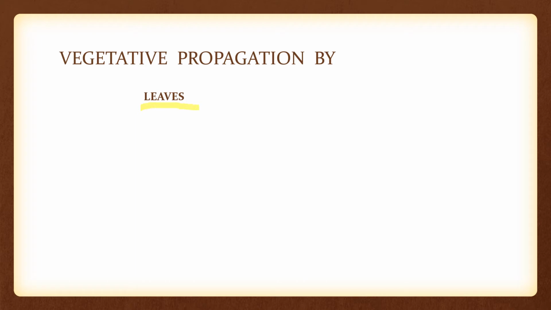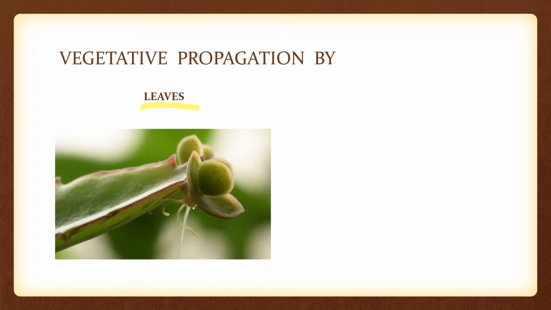Vegetative propagation by leaves, you have learned in the smaller classes, that is Bryophyllum. The best example is Bryophyllum. Here you can see the picture of Bryophyllum. In the notches of the leaves, you can see buds. If you cut these buds and plant them in the soil, you get a new Bryophyllum plant. So vegetative propagation by leaves, the example is Bryophyllum.